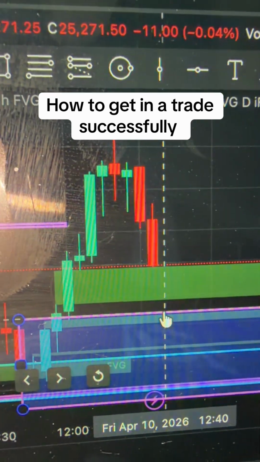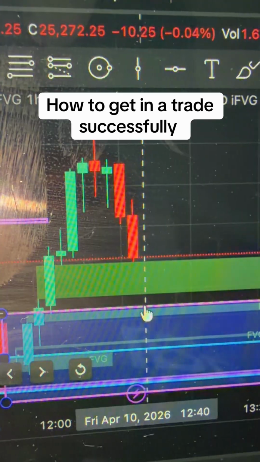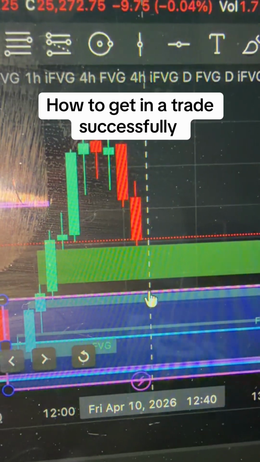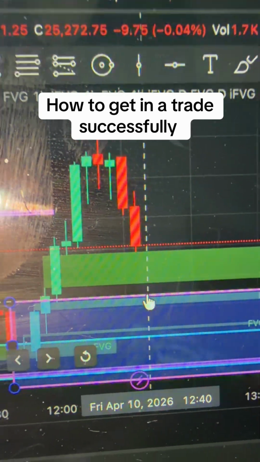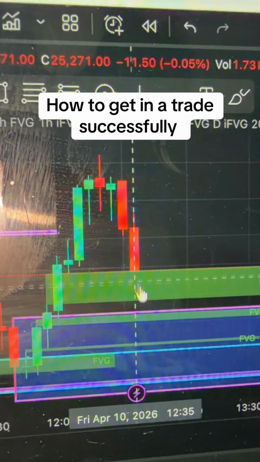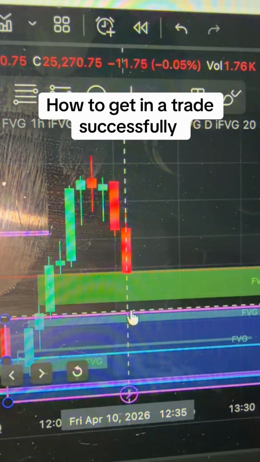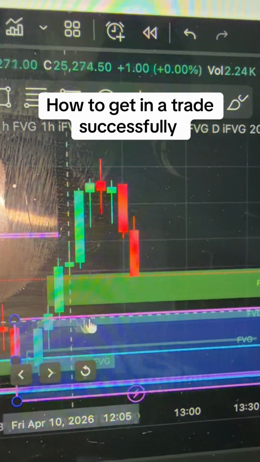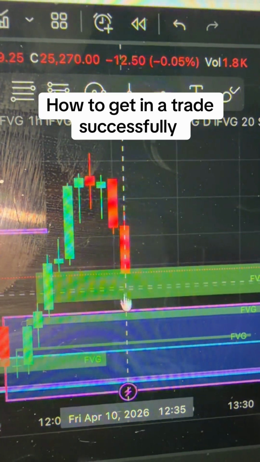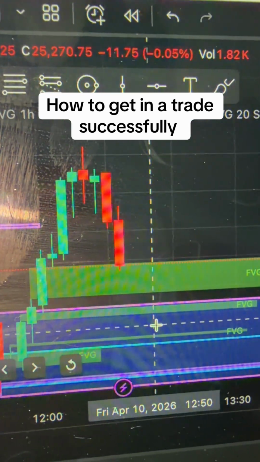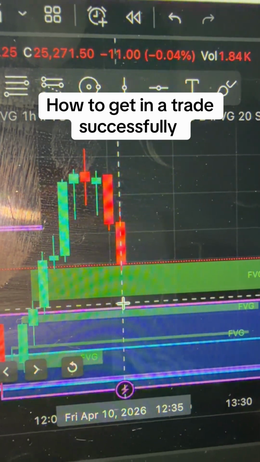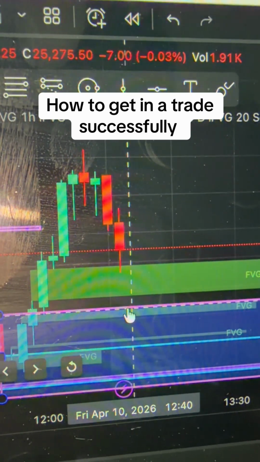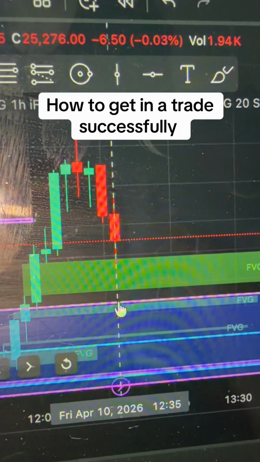So again, we know that there is a probability that the charts could turn around and do as they choose at any given point in time. So we're not going to enter into a trade unless it taps this particular zone. So we see the candle descending, and once it taps the zone, we wait.